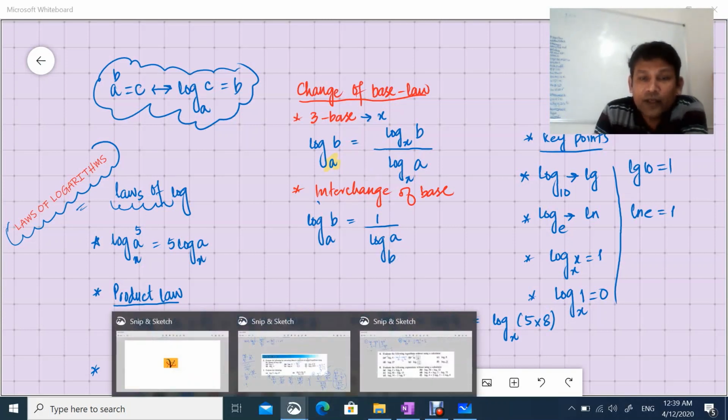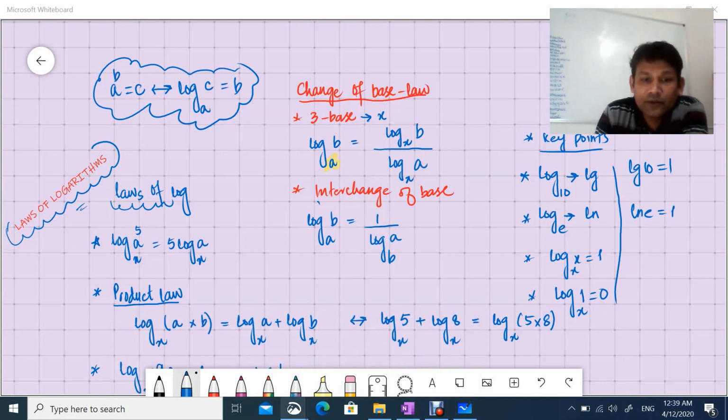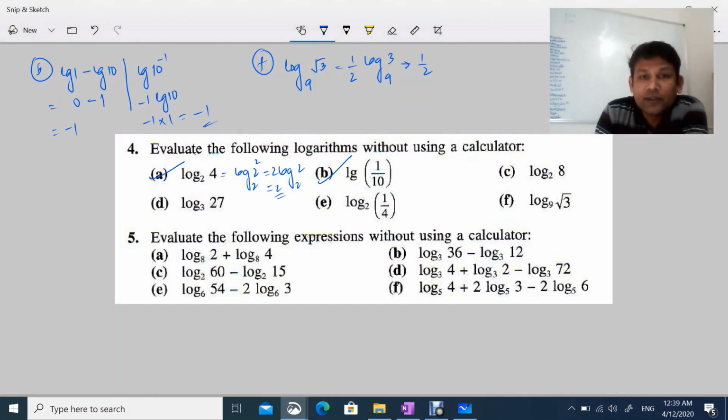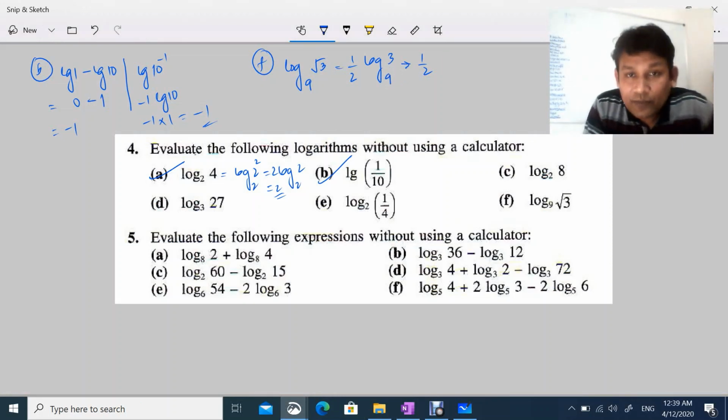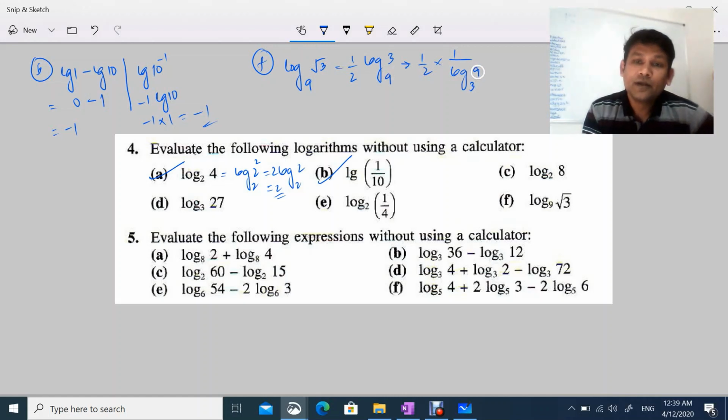Why am I doing this? Because I cannot make 3 as 9, but I can make 9 as 3. So I want to interchange it to 1 upon log 3 of 9. This 9 is 3 square, and then the 2 will come here. This is 1 upon 2 times 2, which is 1 upon 4.